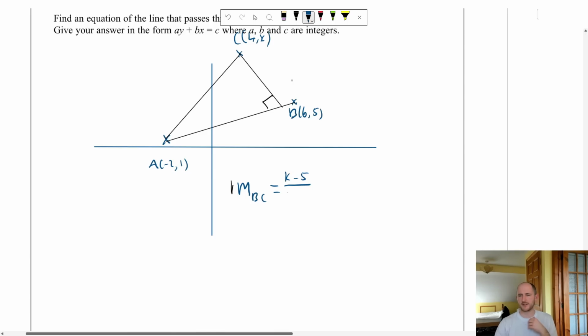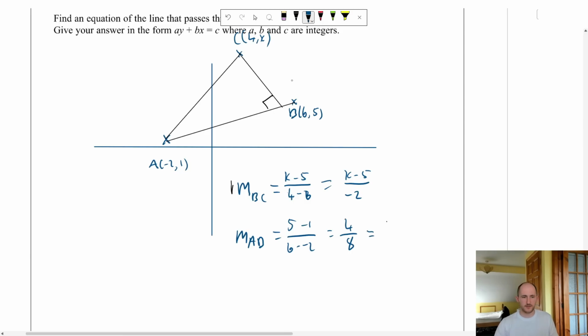I had it right the first time. I should have used the other one. You know what? It's fine. 4 minus 6. So it's k minus 5. It doesn't matter which way around you do it. I just wanted to avoid the negative, and I messed it up a little bit, but that's fine. And MAB are going to be negative reciprocals of each other. So we're going to have 5 minus 1 over 6 minus minus 2. So, 4 over 8, which is just a half.